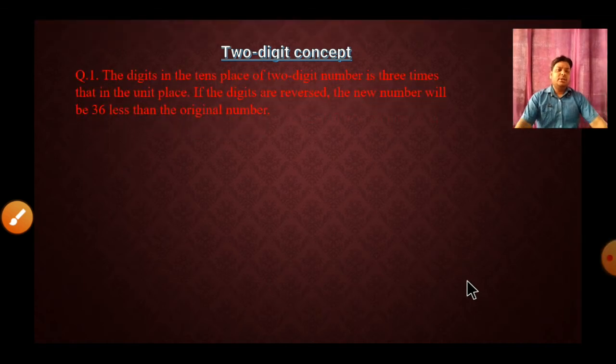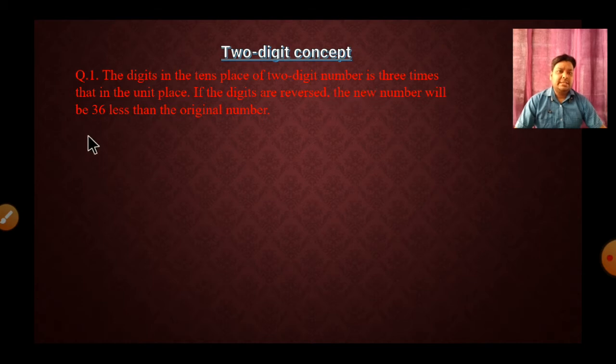Now the question is that the digit in the tens place of a two-digit number is 3 times that in the unit place. Now if the digits are reversed, the new number will be 36 less than the original number. Now we will solve at first the first line.